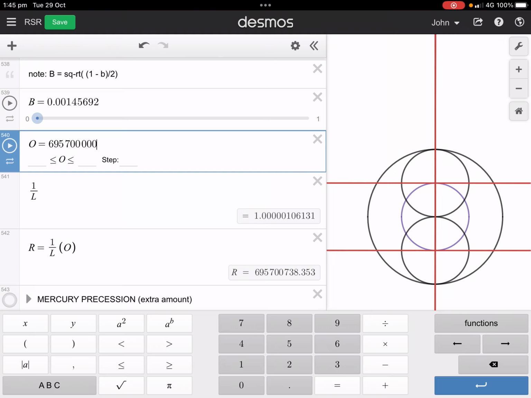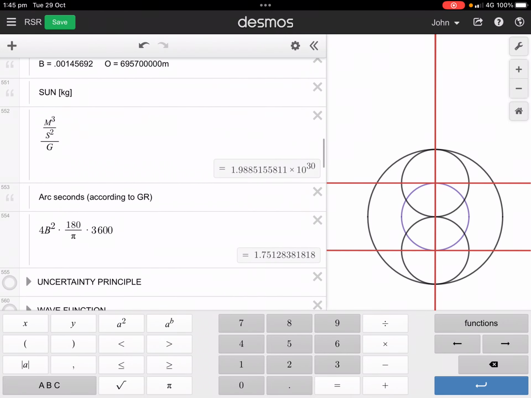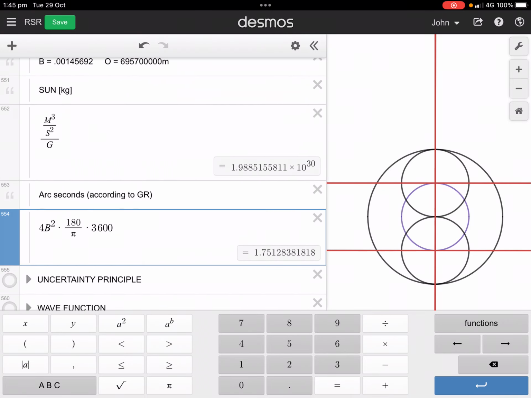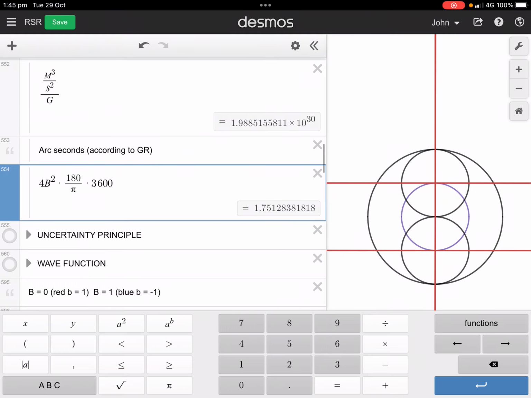So that's in meters. And what do we find? Yes, we find that the arc seconds is 1.75, which is what it is according to general relativity. And according to Newton, that 4 is just a 2. So that's the only difference between Newton's equation and general relativity, is that the 2 becomes a 4 in general relativity.